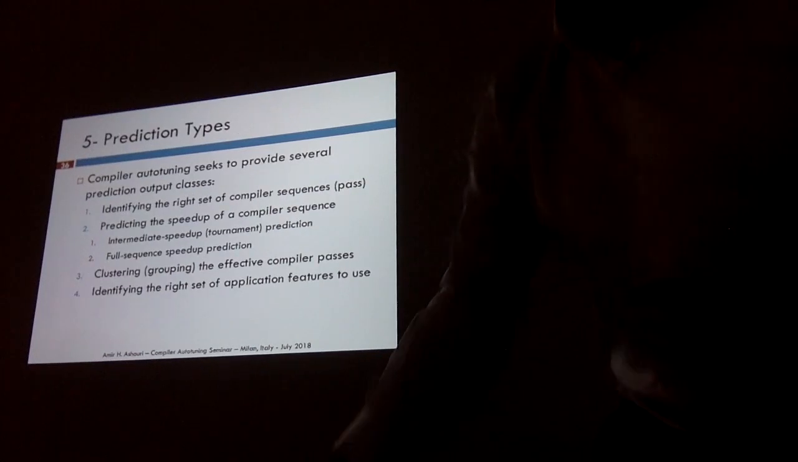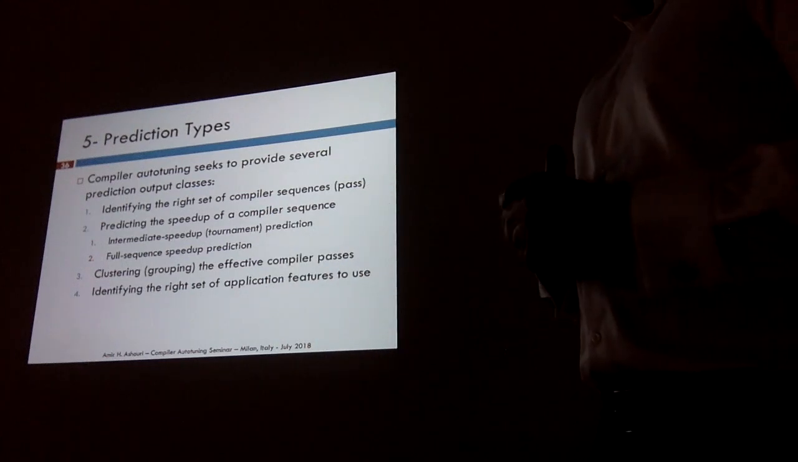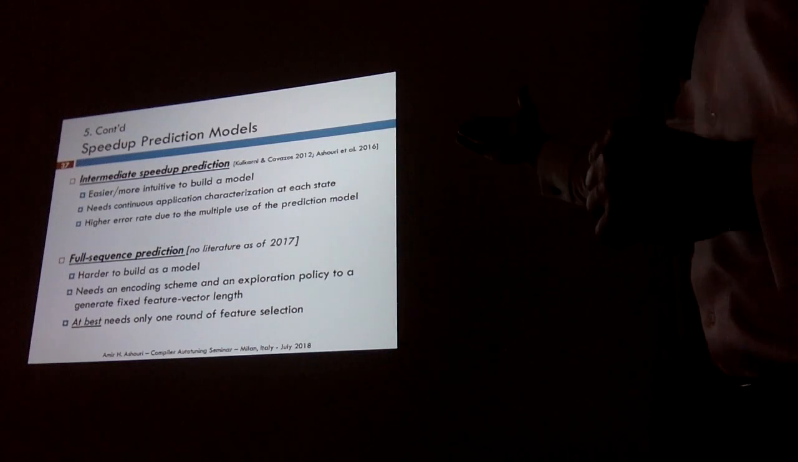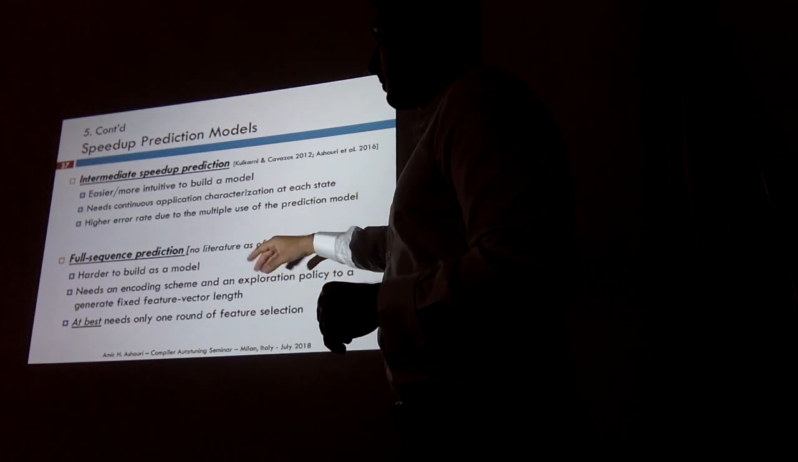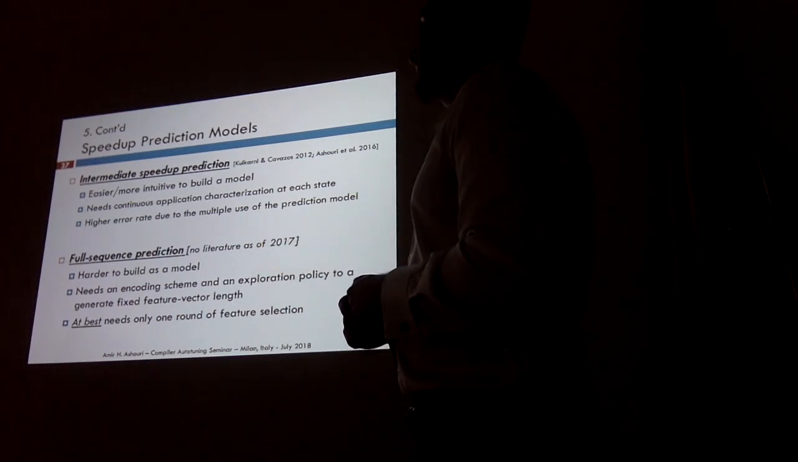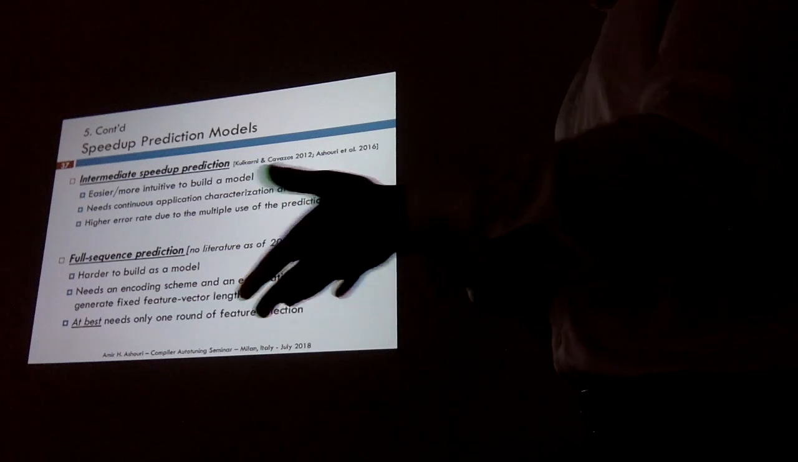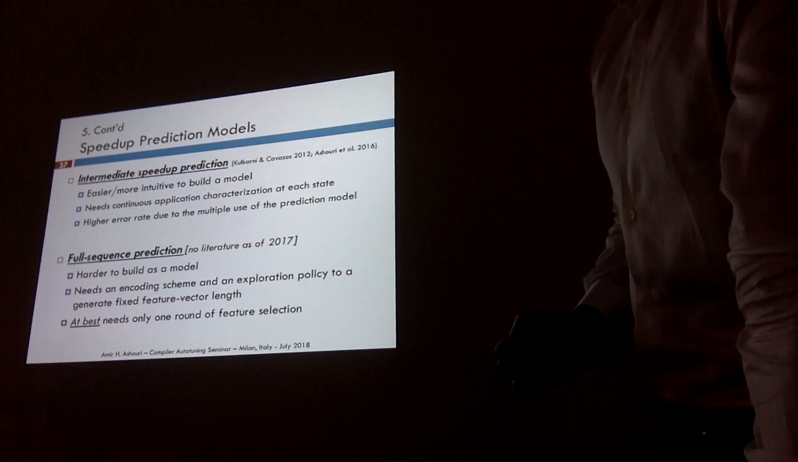All right, let's have a look at these two different ways of doing speed up prediction. We have intermediate speed up prediction and we have full sequence prediction. We didn't have any literature before 2017, but lately, about 6 months ago, we had a new work that was accepted at ACM TACO. So we have one work on that subdomain as well.